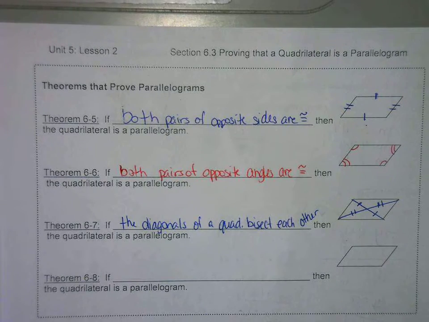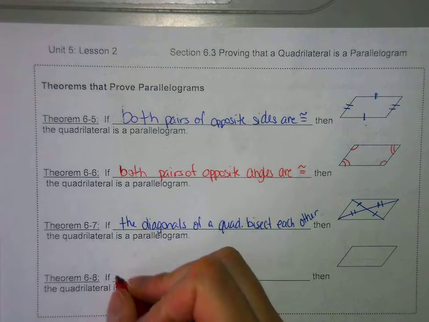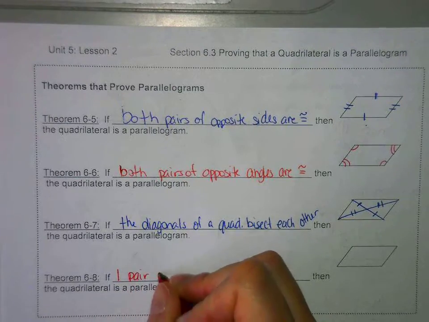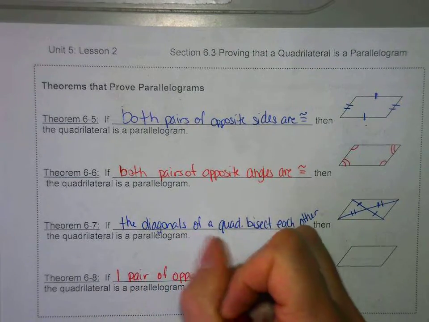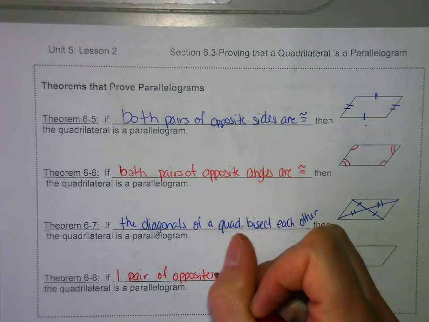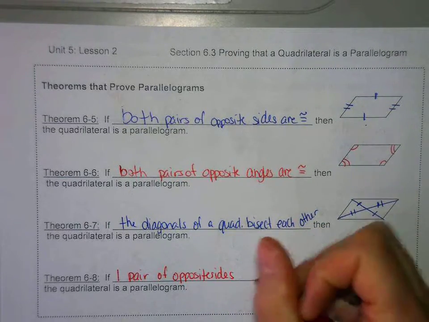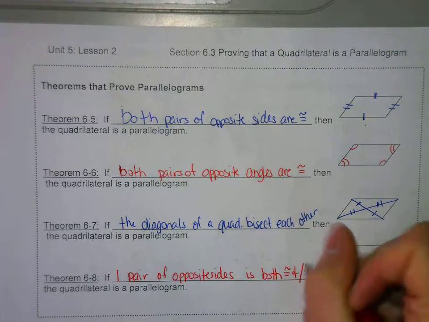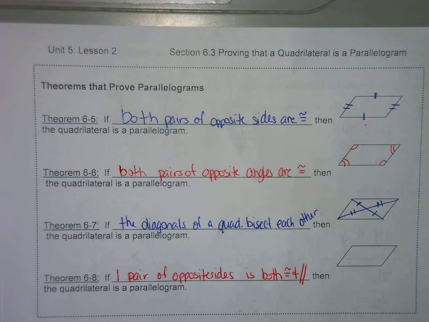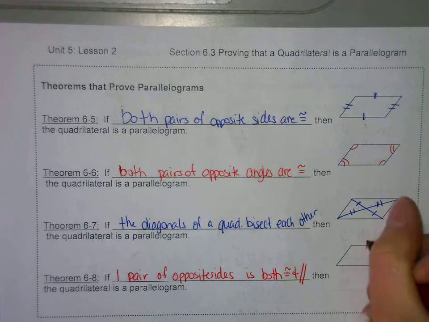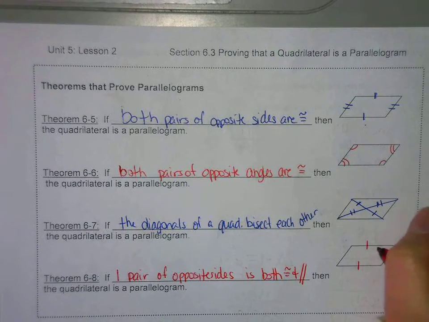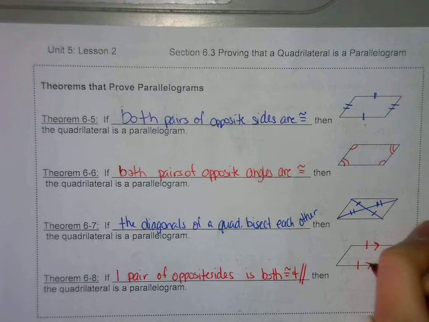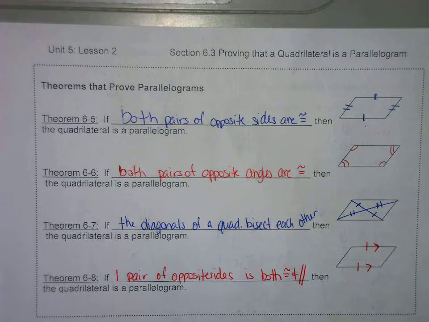Theorem 6.8: if one pair of opposite sides is both congruent and parallel, then the quadrilateral is a parallelogram. So if I know that this set of opposite sides are congruent and they're also parallel, then I know I have a parallelogram.